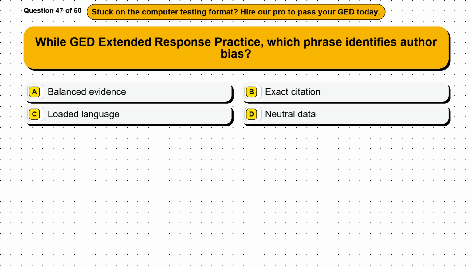Question 47. While GED Extended Response Practice, which phrase identifies author bias? Option A, balanced evidence. Option B, exact citation. Option C, loaded language. Option D, neutral data.